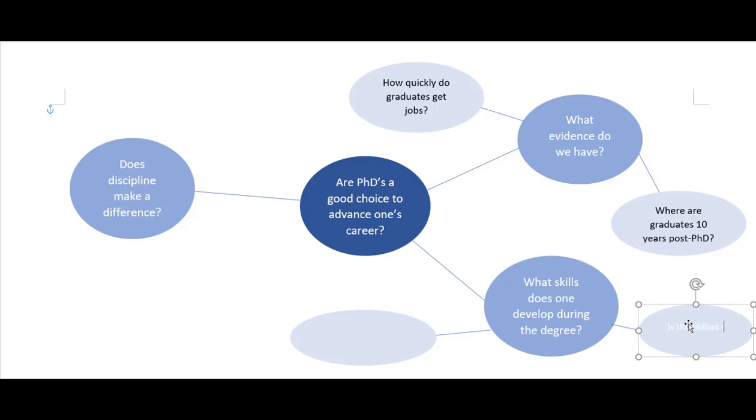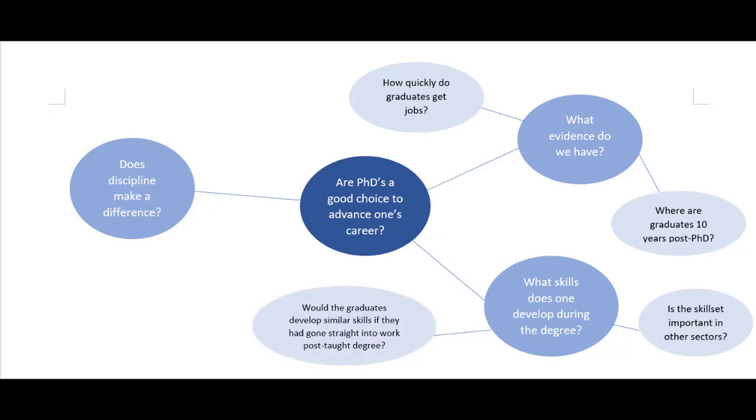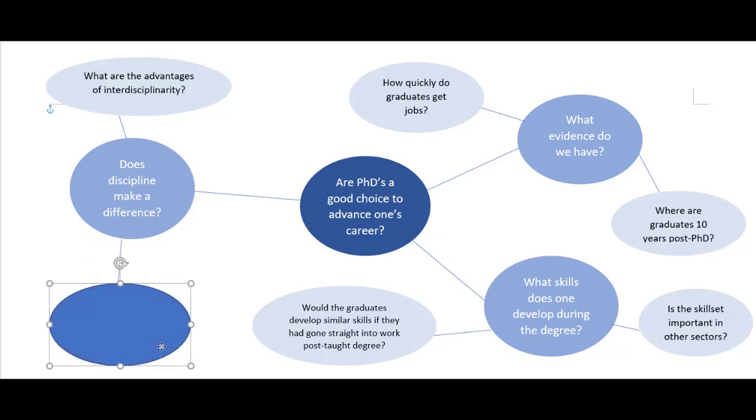For the skill set that one develops during the PhD, I might explore whether the skill set is important to various work sectors, and whether the graduate would have developed the same skill set if they had gone straight into work after their taught degree. Lastly, to explore whether discipline makes a difference, I might question what the advantages of interdisciplinary work are specifically. And I might also look into how graduates from different disciplines compare.